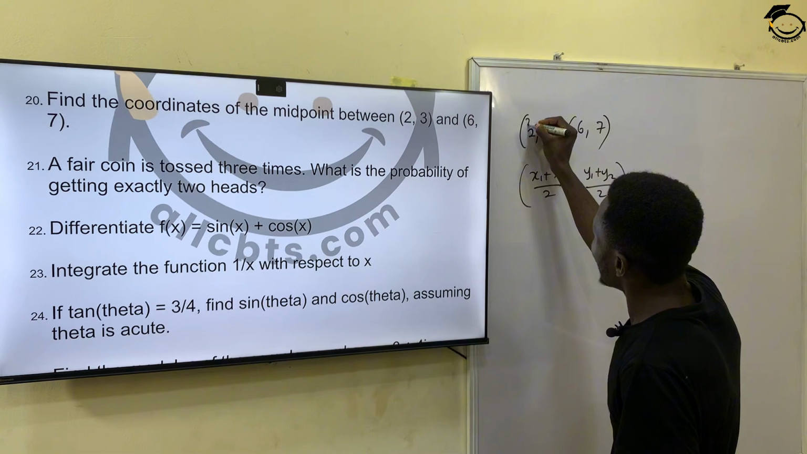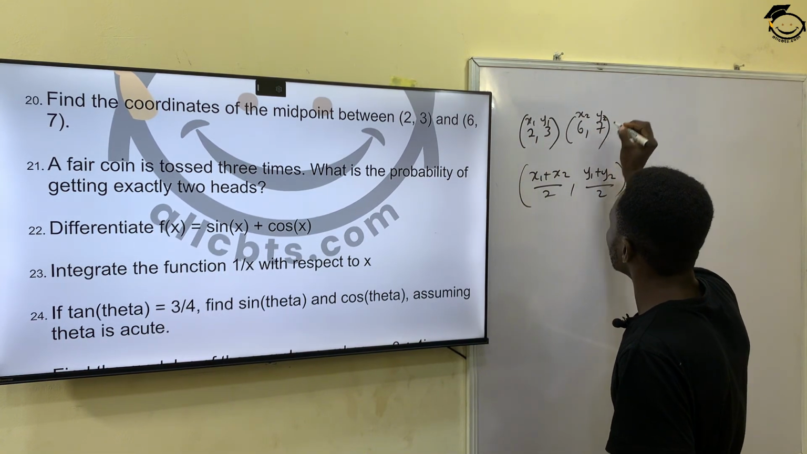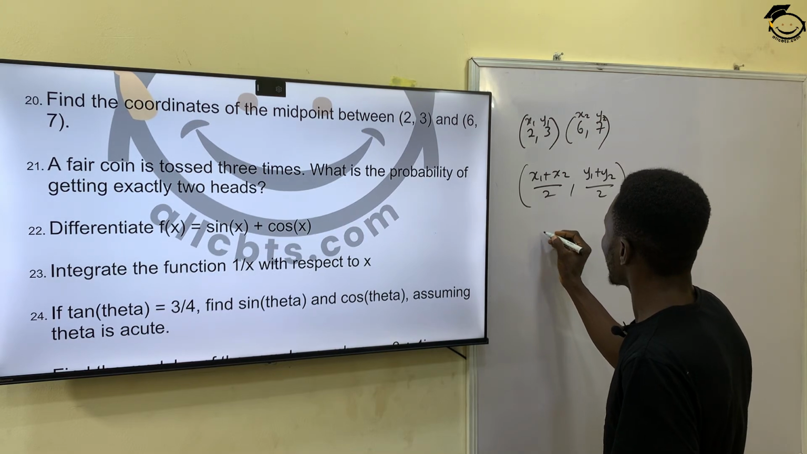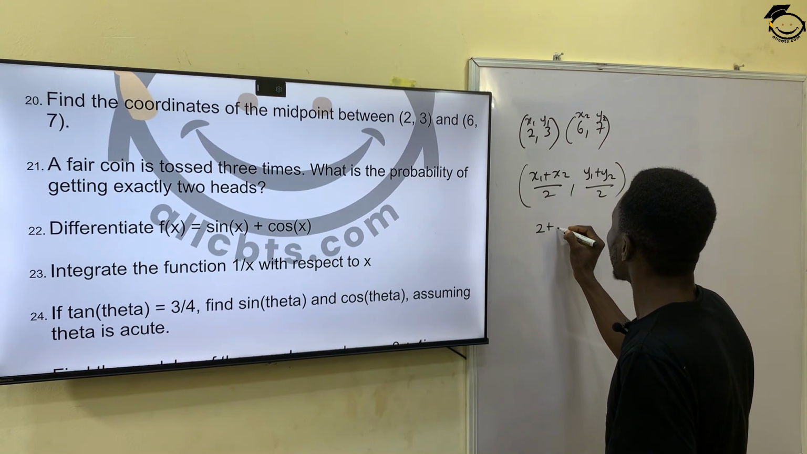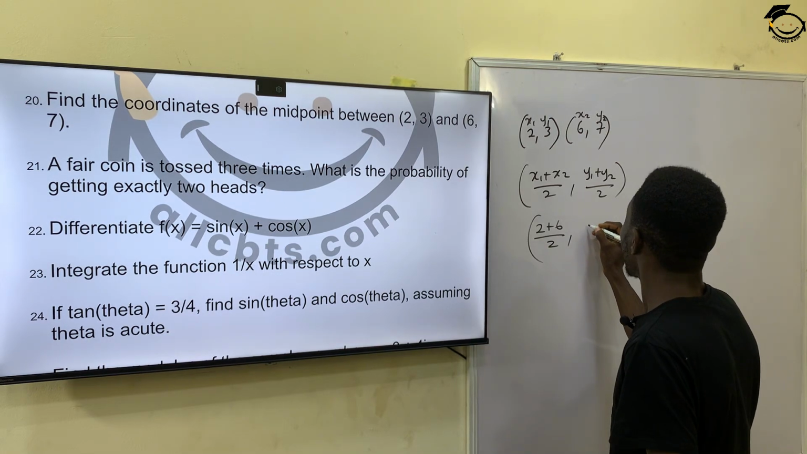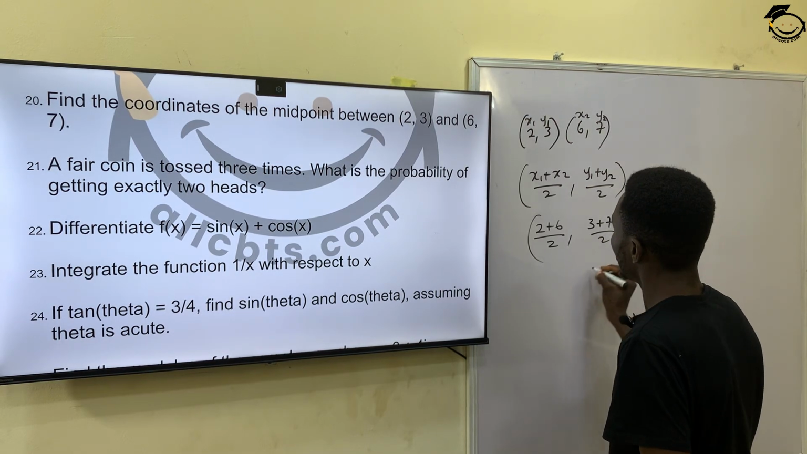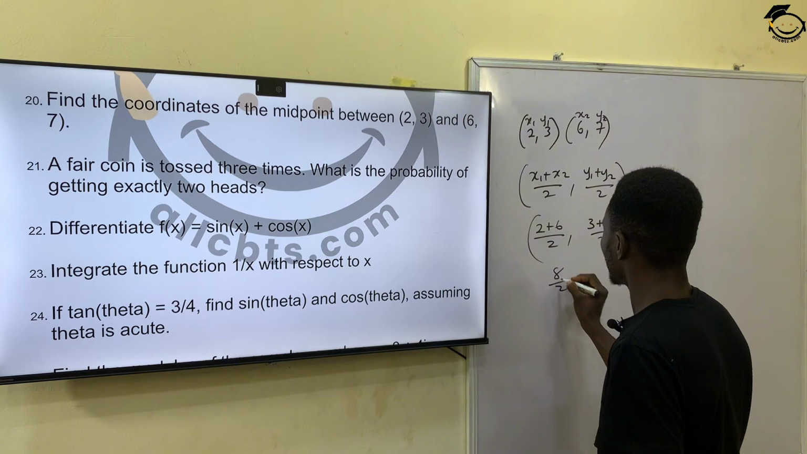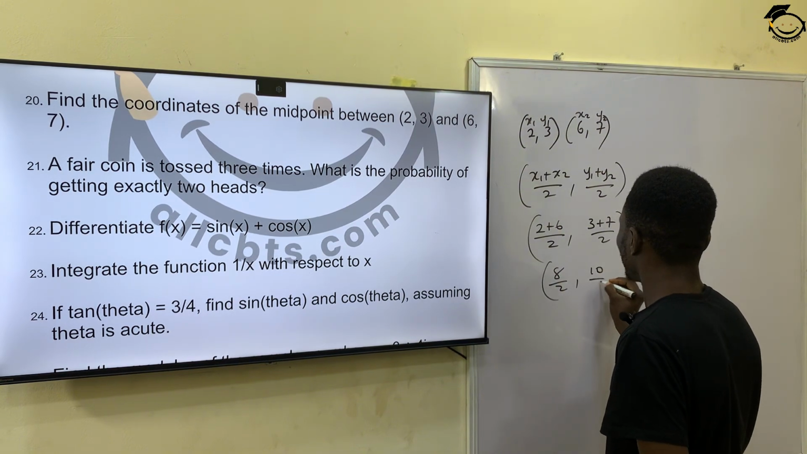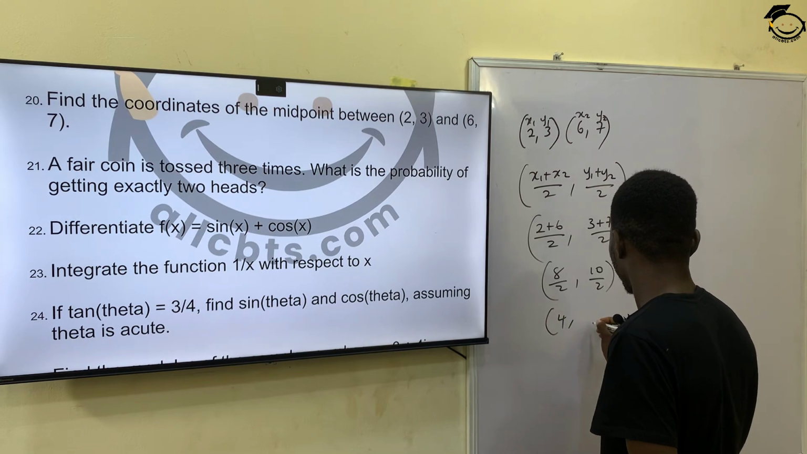So this is x1 and this is y1. This is x2 and this is y2. So this means that my x1 here is 2 plus my x2 here is 6, divided by 2, comma, my y1 there is 3 plus my y2 is 7, divided by 2. So this means I have 8 over 2, comma, 10 over 2. And that will give me (4, 5).